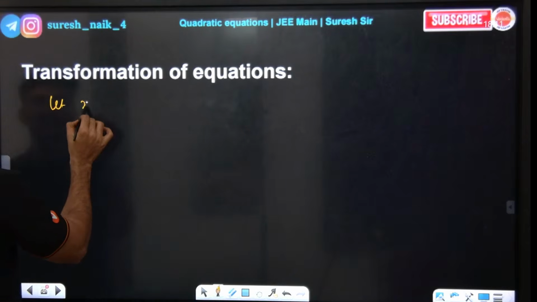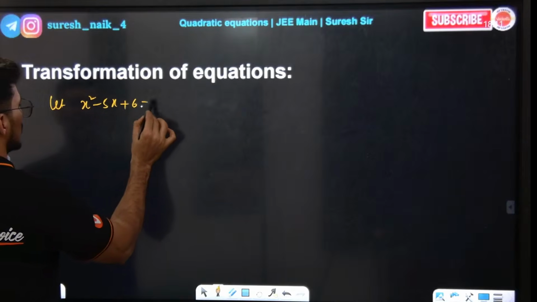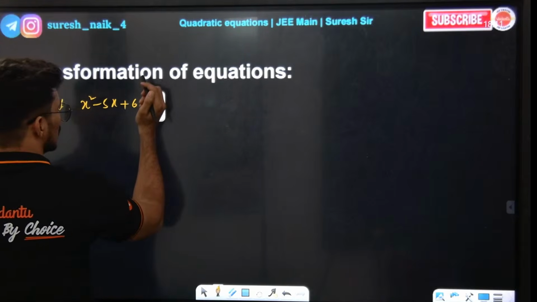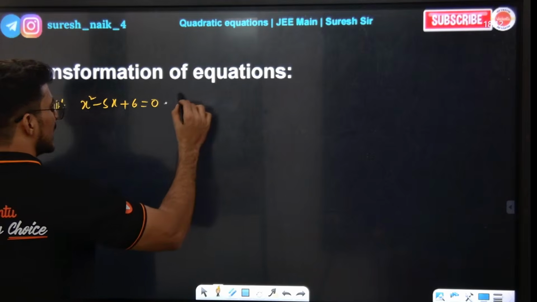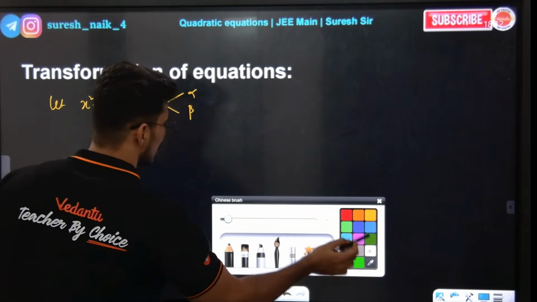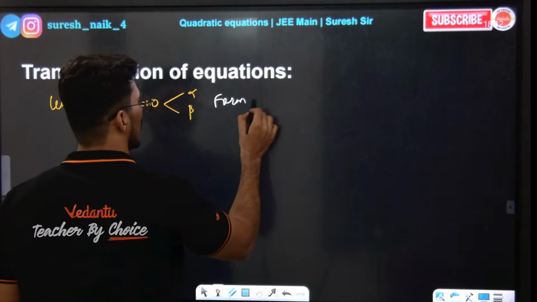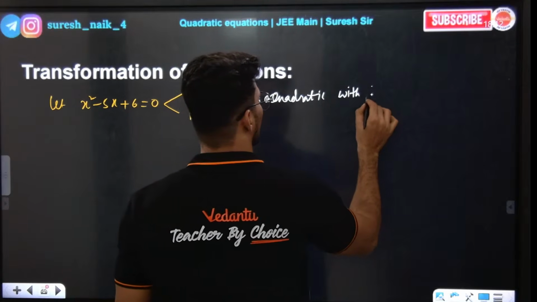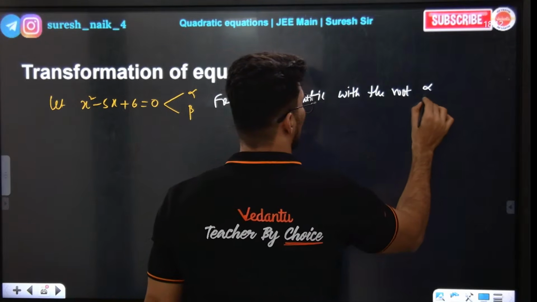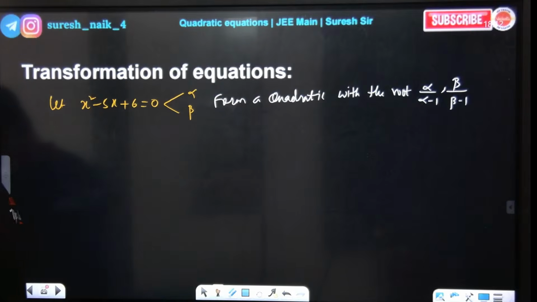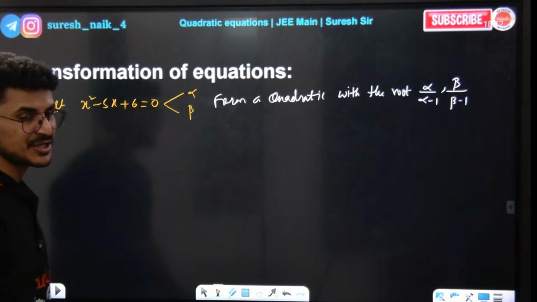Let us take x square minus 5x plus 6 is equal to 0. This is the quadratic given to us. This has two roots, let's say alpha and beta. I want to form another quadratic equation with the roots alpha by alpha minus 1, comma, beta by beta minus 1. You need to form a new quadratic with these roots. What is the question?